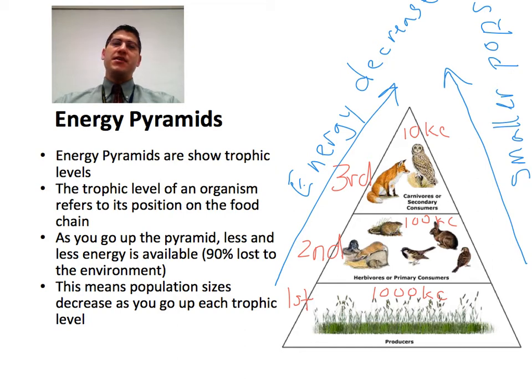This is why every ecosystem is founded on large producer populations. Their abundance determines how many other organisms the ecosystem can support. This is called a carrying capacity. Apex predators always have the smallest population because they have the least amount of energy available to them in the ecosystem.